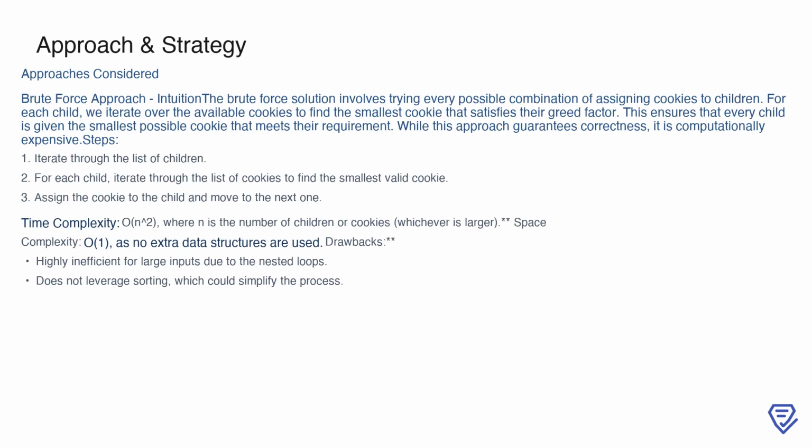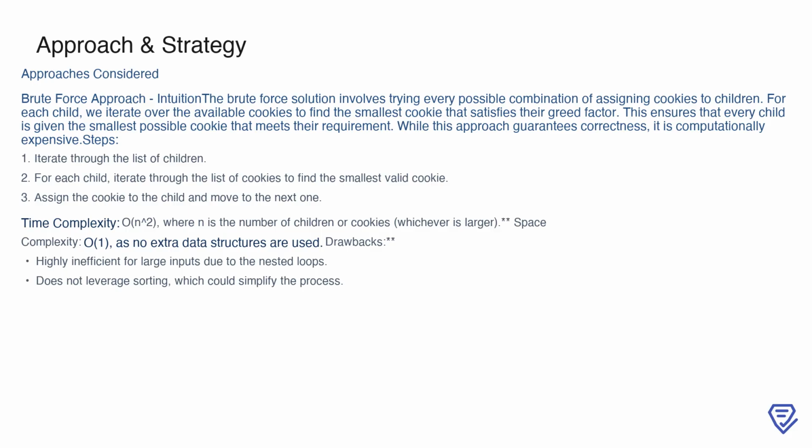To begin, one approach we could consider is the brute force method. The intuition here is straightforward. For each child, we try every possible cookie to find the smallest one that meets their greed factor. This ensures that each child gets the smallest cookie that satisfies them, aiming to maximize the distribution. The process involves iterating over the list of children and, for each child, searching through the entire list of cookies to find a suitable match.